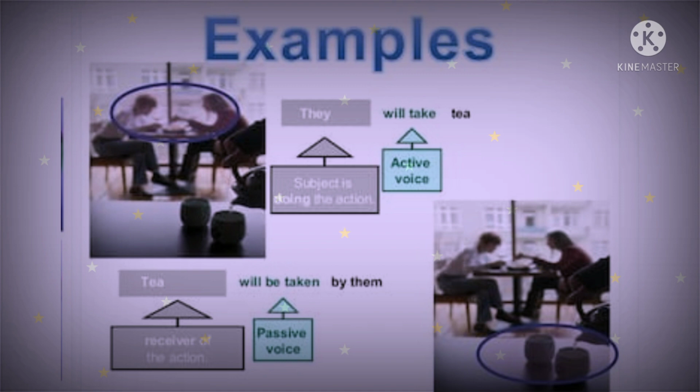Okay, next sentence. They will take tea. Which tense is this? Simple future. Will take. So what must be added with will take? Will be taken. So for the verb, we always use verb 3. So we'll use the object in the position of subject. Tea will be taken by them. They will change into them.